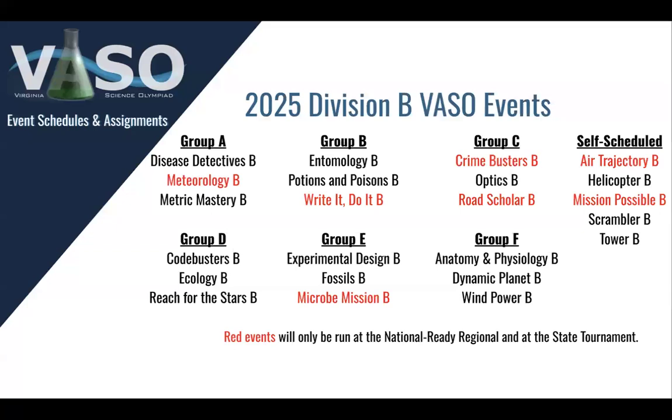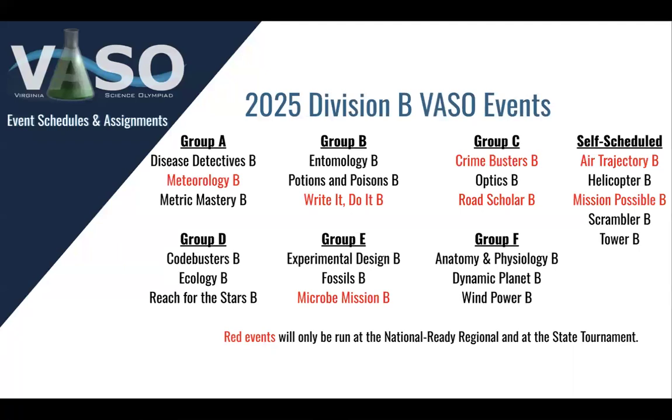And that will be a different time slot than Group B: entomology, potions and poisons, and write it, do it. VASO also selects some events each year that will only be run at certain tournaments. These are the red text events in this example, that in the 2025 season, these events are only run at the National Ready Regional and at the state tournament. So not all events are run at every tournament, but these groupings are consistent across all VASO tournaments.